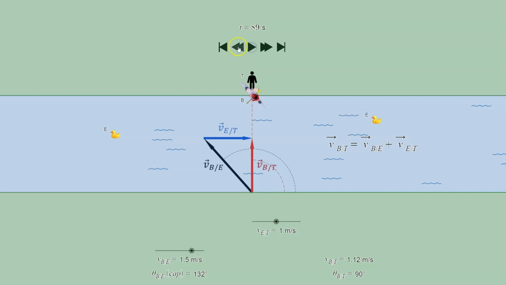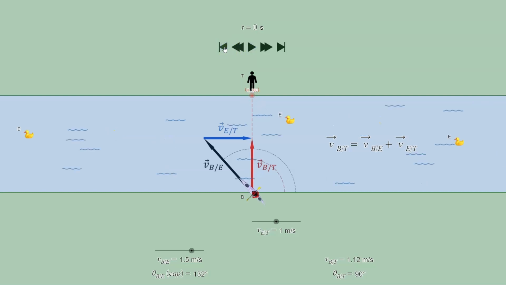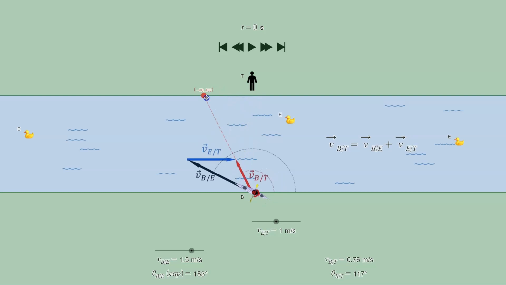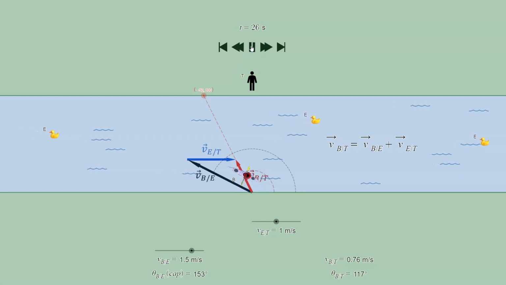Now imagine that the kayaker wants to reach a point 50 meters upstream. Here, the velocity vectors do not form a right triangle. By knowing an angle and two sides, we can instead use the law of sines or cosines to calculate the heading and the resulting velocity.